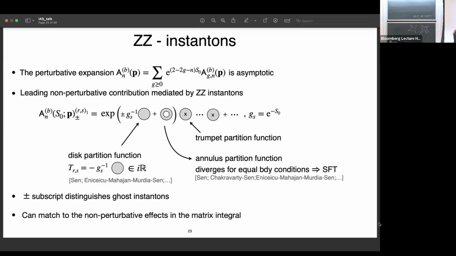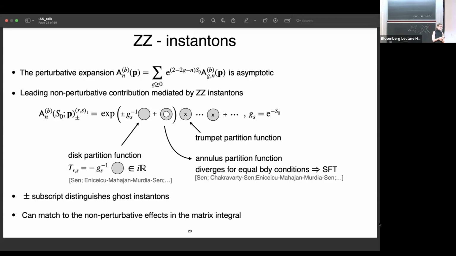This object over here is called the annulus partition function, or the cylinder partition function. This one is divergent, and for this you really need string field theory techniques, but this gentleman over here has done us a favor by telling us exactly how to calculate this. And these things over here, in the JT language, are called trumpet partition functions or punctured disks, and you can also evaluate those contributions.